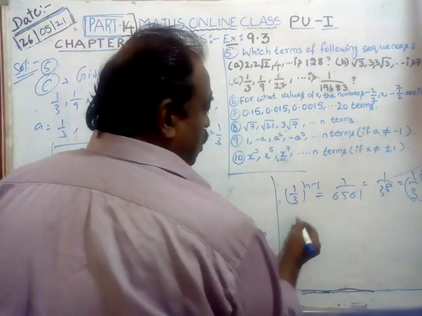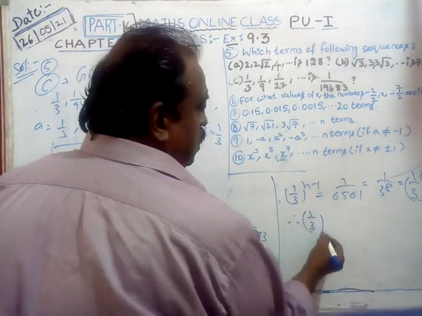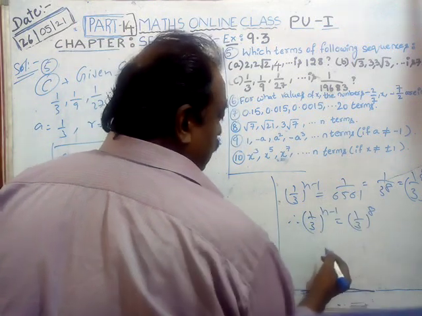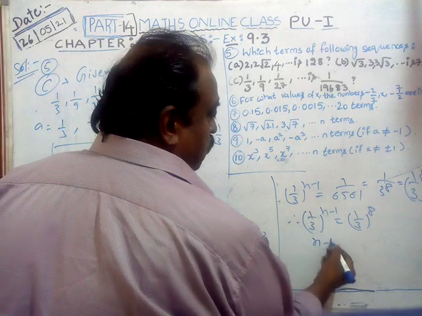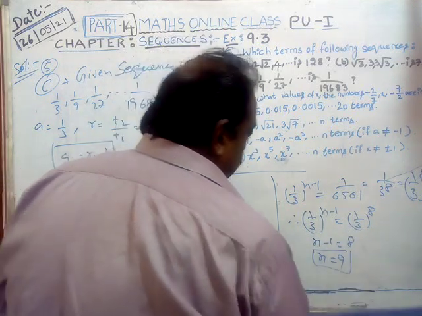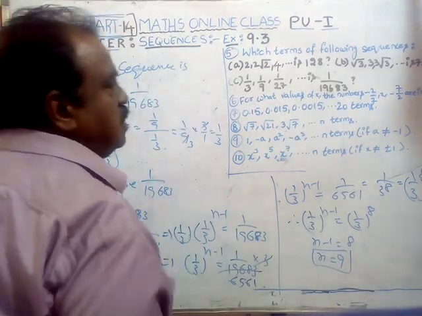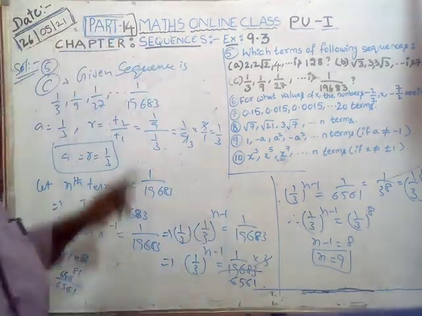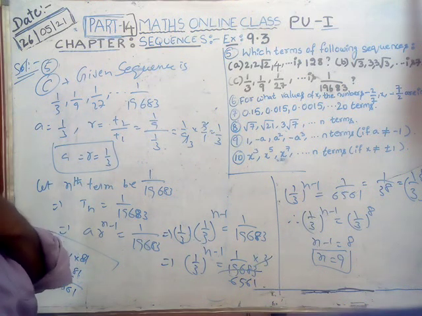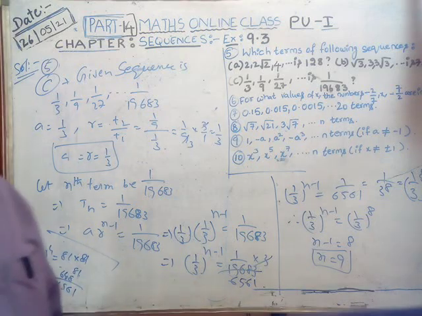Okay? Therefore, once again, 1 by 3 power n minus 1 is nothing but 1 by 3 power 8. Bases are equal. n minus 1 is equal to 8. n is equal to 9. Therefore, the ninth term is that number, 1 by 19,683. Okay? Like that. Is it okay? Yeah, just pause.